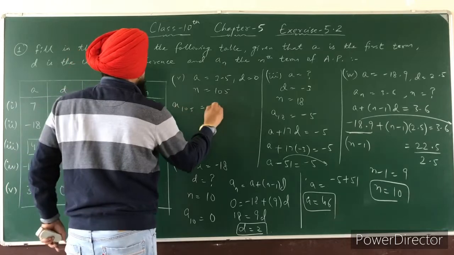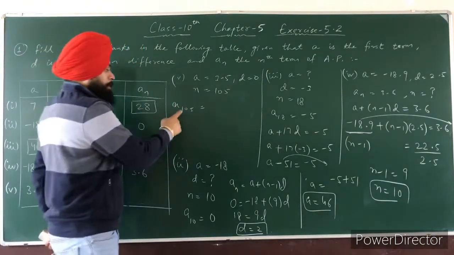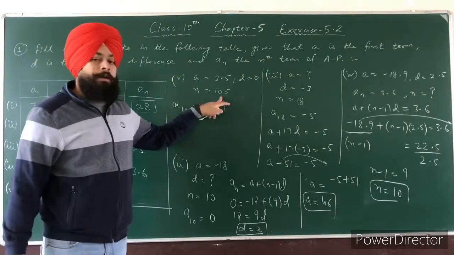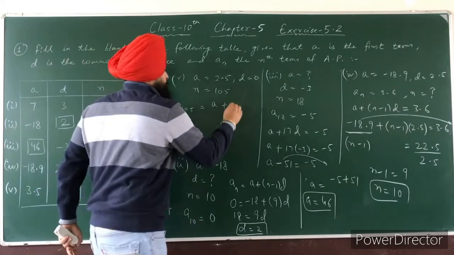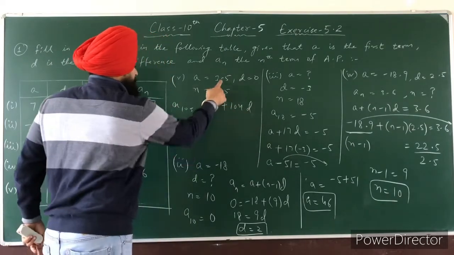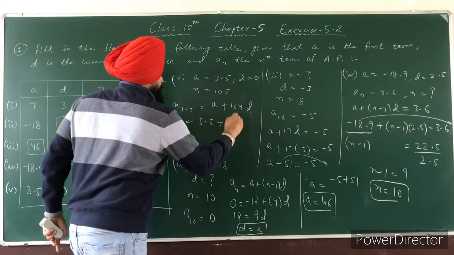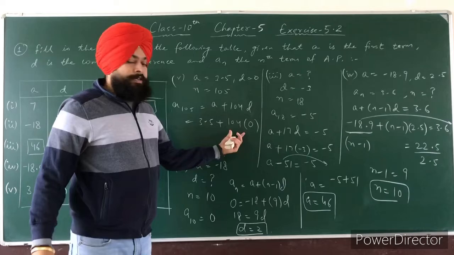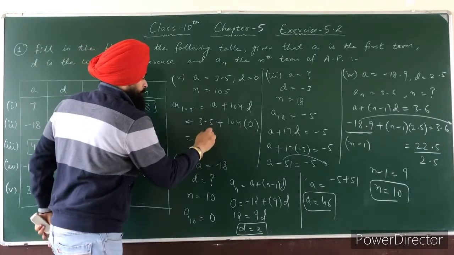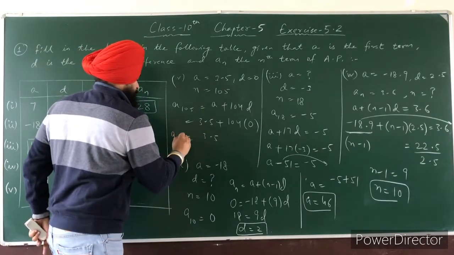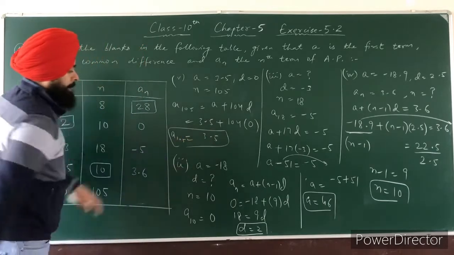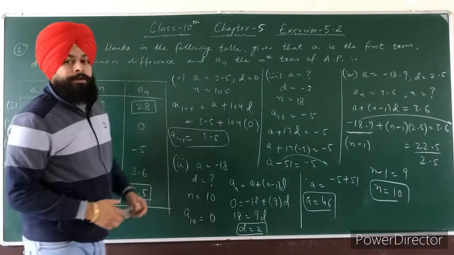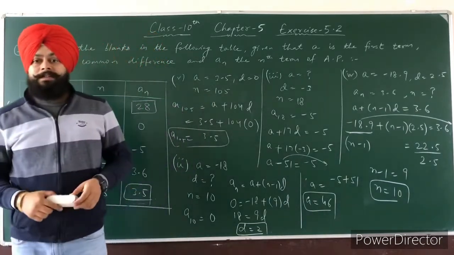Now you will find here the 105th term. So the formula for a_105 is a plus (n minus 1) into d. n is here 105 and 105 minus 1 is 104, into d. Now what is a? a is 3.5, plus 104 into d. d is here 0. Now 0 into something is, we know, 0. So 0 plus 3.5 is 3.5. It means the value of a_105 is 3.5. So write here 3.5. Now this is the first question of exercise 5.2.